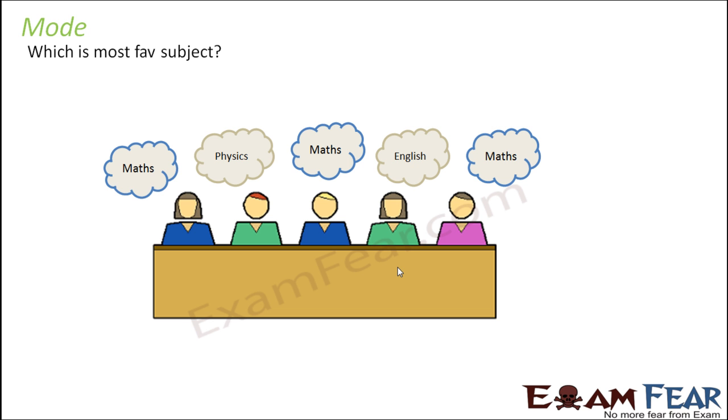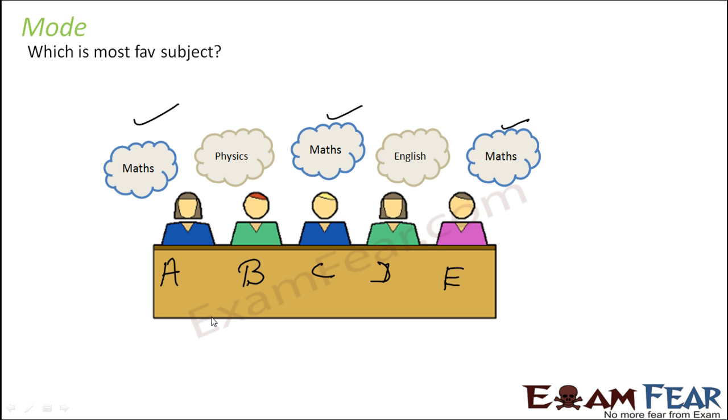Let's take an example of mode. For example, if you want to know which is the most favorite subject for a given class, so in the class there are 5 students. Student A said math is his favorite subject. For student B, physics is the favorite subject. For student C, again maths. For student D, English. And for student E, again maths. So here you can't apply mean, you can't apply median. You have to go for mode. You have to see that, okay, maths is the highest number. So math is most frequent. So here the mode is maths. So in this kind of scenarios, we use mode.